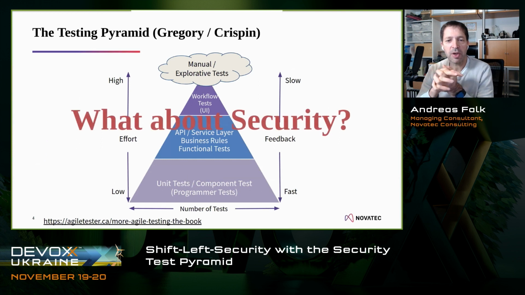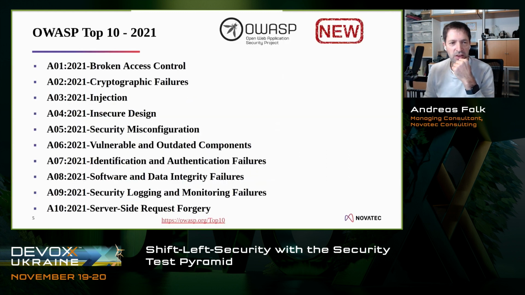But what about security in that field? You don't read anything about security in these typical testing pyramids. So how to deal with security in that field? If a developer is faced with security topics, then the number one thing the developer sees mostly is the OWASP top 10 provided by the Open Web Application Security Project, which I already mentioned.